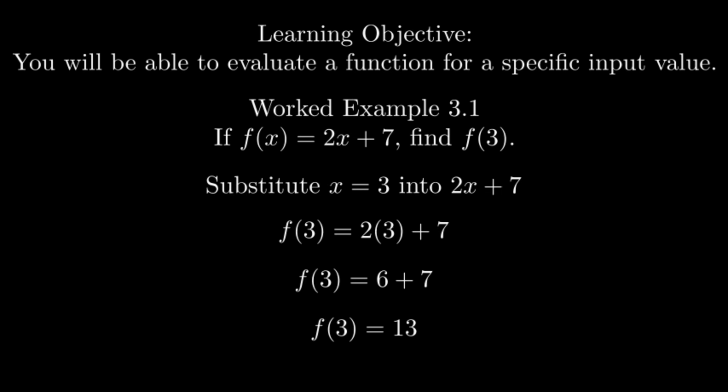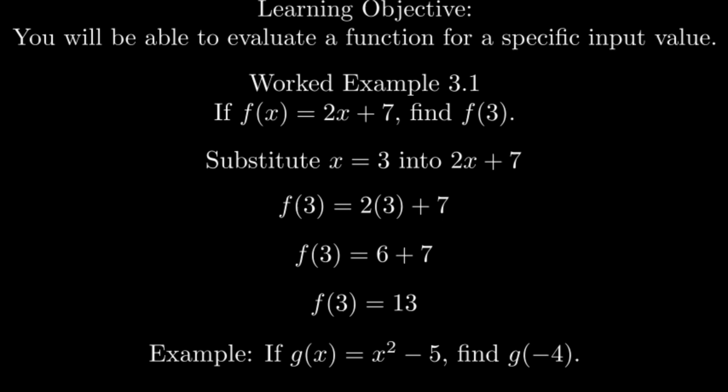This means that for our function f, an input of 3 produces an output of 13. Let's try another one together. Let's say we have a new function, g of x equals x squared minus 5, and we want to find g of -4. What's the first step? Take a moment to think about it.